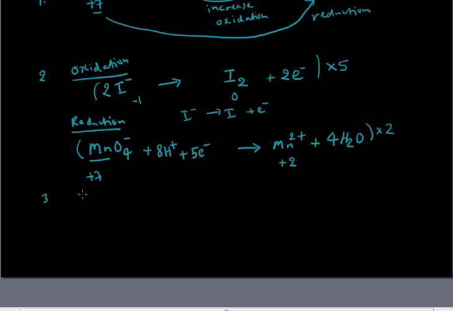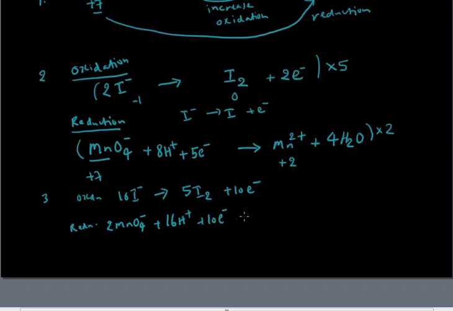So in step 3, my oxidation half equation would be 10 moles of iodide ions, that's 5 times 2, and these would give me 10 moles of electrons. Similarly, my reduction half equation would be 2 MnO4- plus 16H+ plus 10 moles of electrons, which would give me 2 Mn2+ and 8 moles of water. So now we have an equal number of moles of electrons on either side.